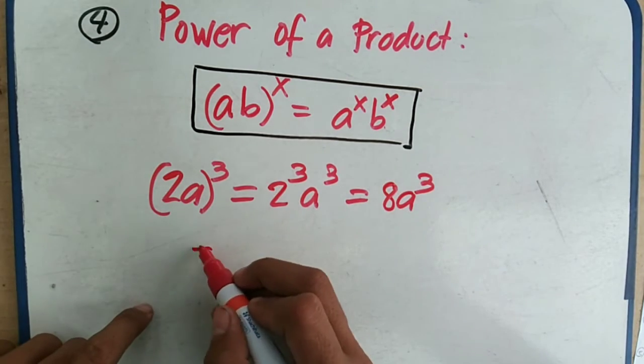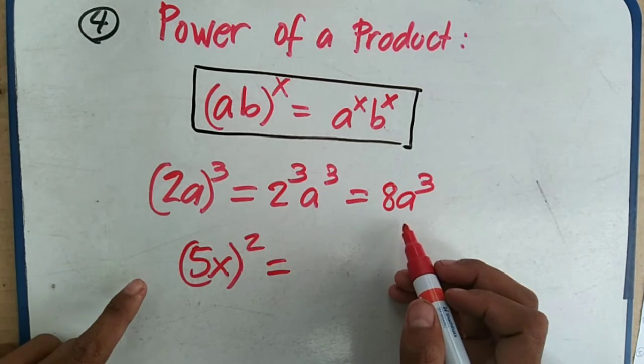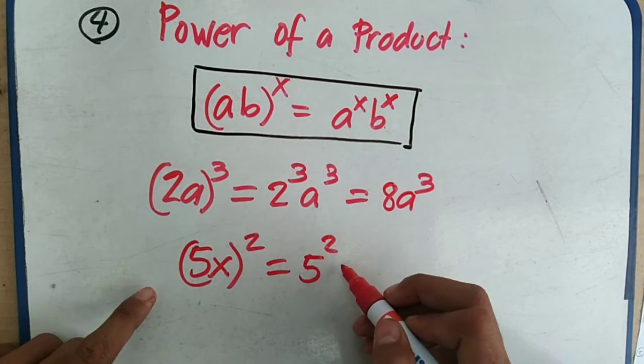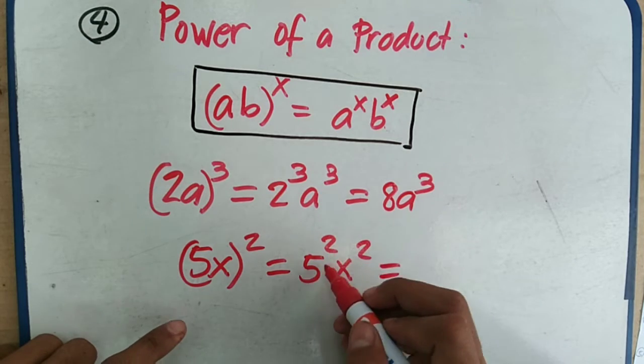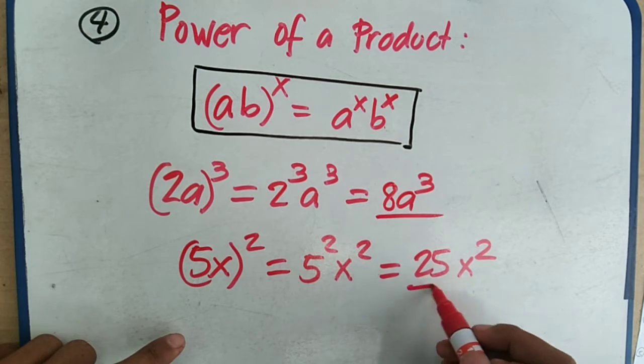And another, we have 5x raised to 2. We have 5 squared, x squared. 5 squared is 25, x squared. And this is the answer.